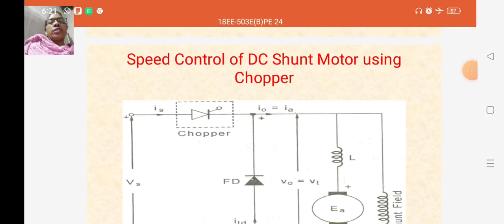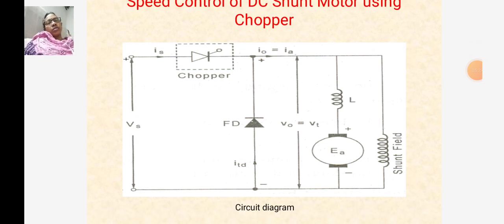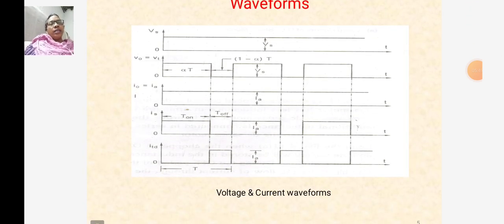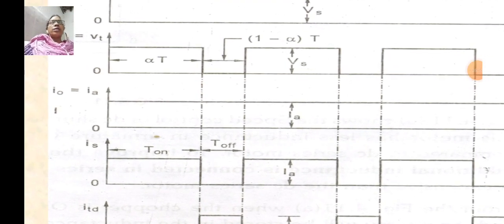This is the circuit diagram for speed control of DC shunt motor using chopper. In this diagram we have the chopper, the freewheeling diode connected in parallel to the motor, and also the shunt field. In this output waveform we have the DC output as a reference, and the voltage and current waveforms of the chopper, meaning on and off. Here alpha is the duty cycle.